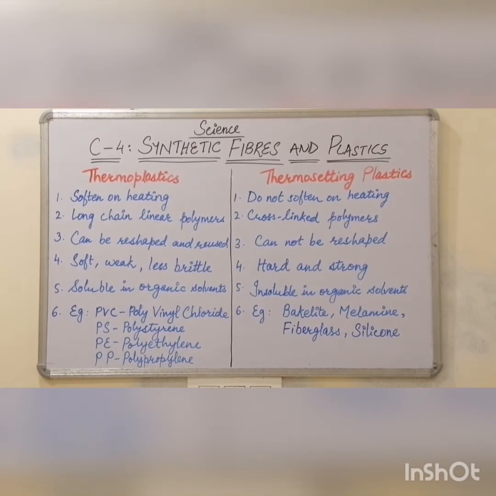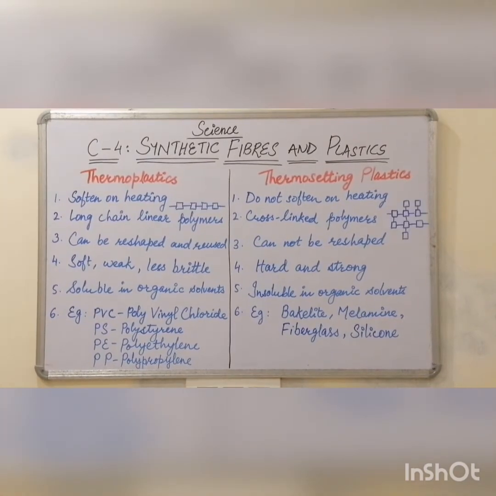Then the thermoplastics are long chain linear polymers. Long chain linear polymers means, as we have seen in your synthetic fibers, long chain polymers were there. So similarly, the thermoplastics are the same as your synthetic fibers. The arrangement is the same, but the thermosetting plastic arrangement is different. It is cross-linked polymers. The arrangement of cross-linked polymers is somewhat like whatever you are able to see on the board. The small units are linked and interlinked with each other, making a cross-linked polymer.